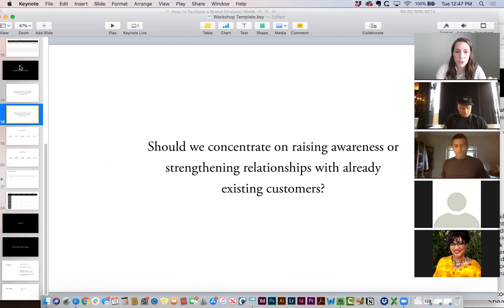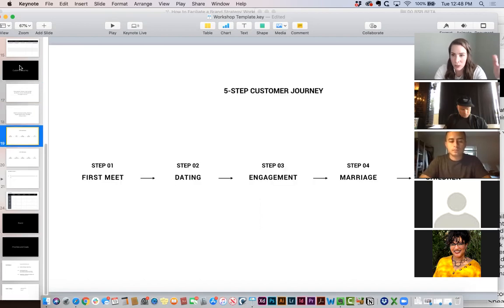Other times we have situations where we just want to concentrate on awareness, where we want to feed the top of the funnel because everything else is perfect and stellar. We just don't have enough coming in. We don't have enough leads coming in. So by now, you've probably figured out in this workshop with your client what you need to focus on.